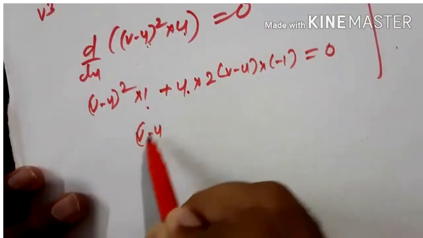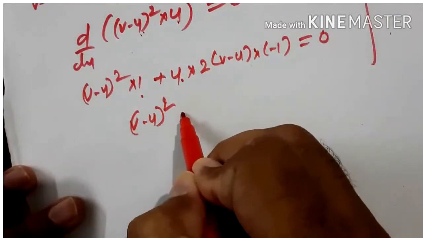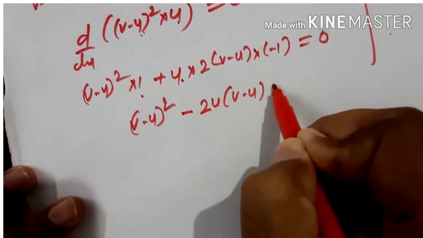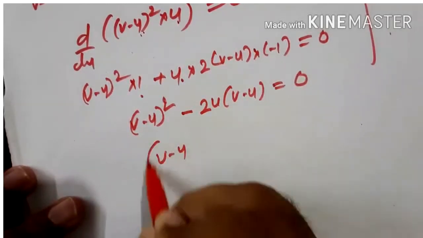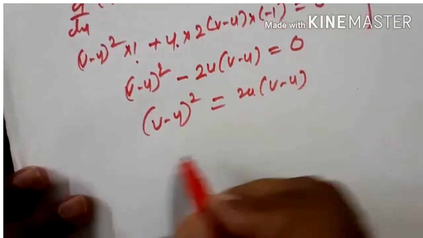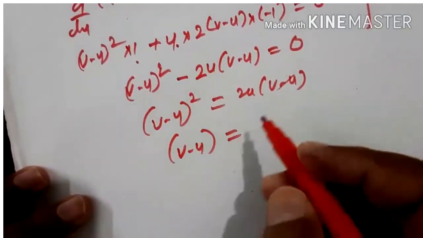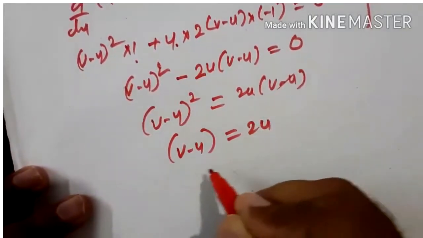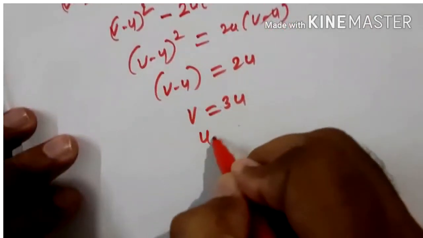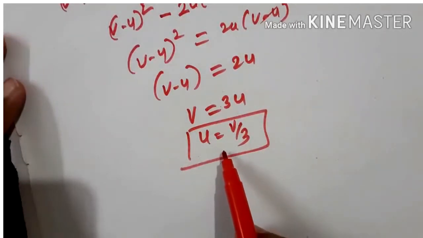Then what you get: (v minus u) whole square, then minus, simplify this one, 2u (v minus u) is equal to 0. Then (v minus u) whole square is equal to 2u (v minus u). Then v minus u will be what? This gets cancelled, you will get 2u. Then v equal to what? You get 3u. Then u will be v by 3. So the velocity of the plate will be v by 3.